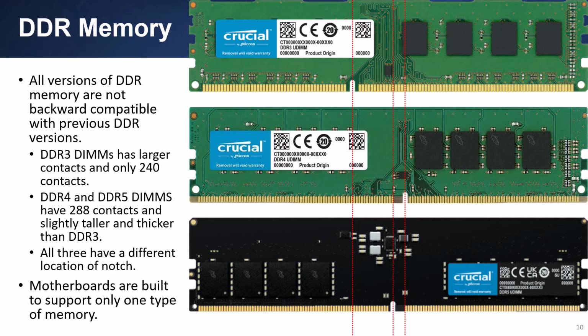Each iteration of DDR is not compatible with other iterations of DDR. The DDR3 DIMMs had larger contacts than DDR4 and 5 and had only 240 contacts. DDR4 and DDR5 DIMMs have 288 contacts. However, to make sure that you don't install the wrong memory chip into the motherboard, the notch is located in different locations. When you install the DIMM, the notch on the motherboard must match the notch on the DIMM. A motherboard will only support one type of memory.